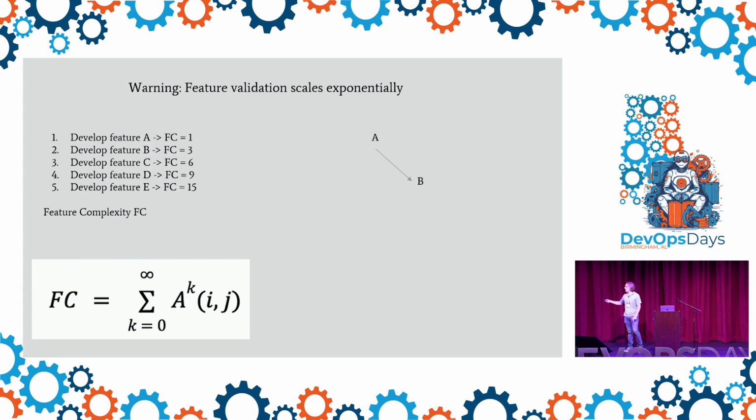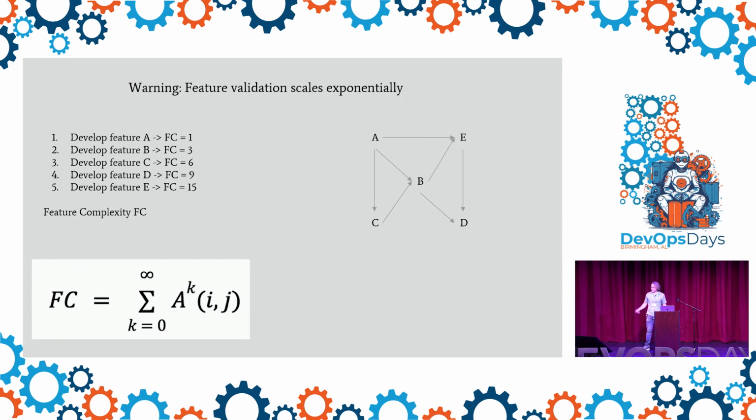But here's the kicker. Now we have to validate the interaction between A and B. So it's not twice as expensive, it's 3 times. So as we keep adding features and we keep adding interactions, that cost scales multiplicatively between each feature and each interaction. And that's represented by this equation down here.